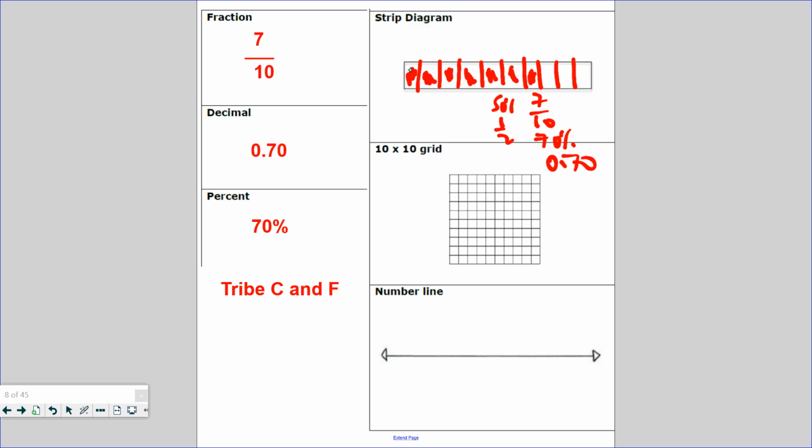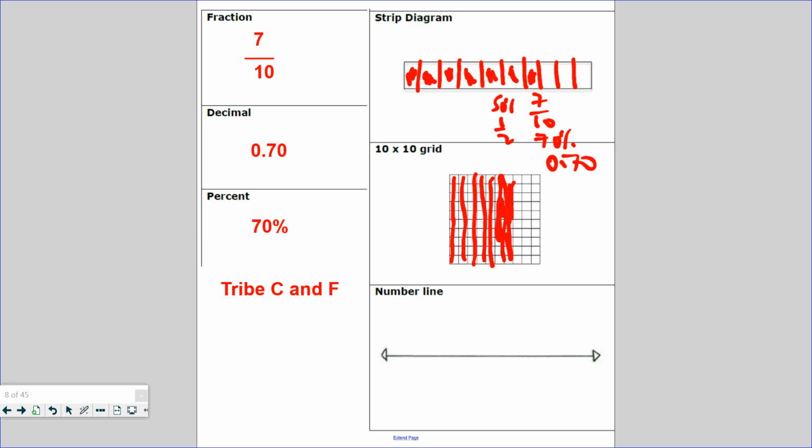Now, how would I represent it as a 10 by 10 grid? Well, there are 100 hundredths here. Can I shade in 7 of the 10 columns? 1 column, 2 columns, 3 columns, 4 columns, 5 columns, 6 columns, and 7 columns. Is that the same thing as saying 70 hundredths? Yes. Is that the same thing as saying 70%? Because percent means anything out of 100.